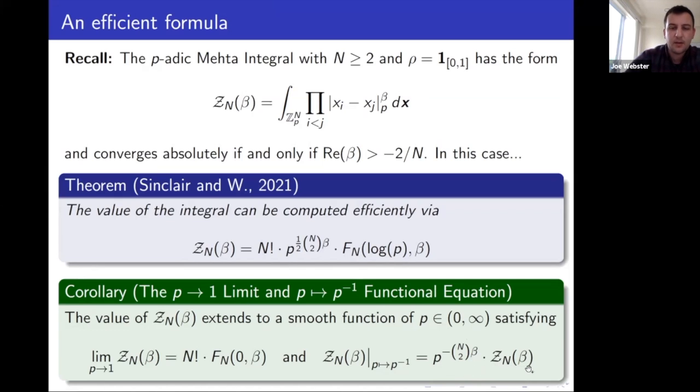I do want to add that this particular functional equation was already known by Igusa, Denef, and Meuser. I think they figured it out probably in the late 80s, but they did it in a very different way. And I figured it was nice to mention here how easy it is to see this functional equation from this formula.